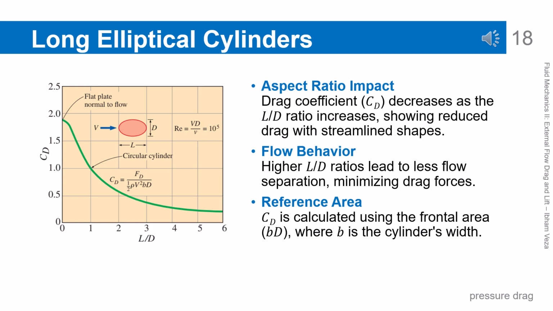Drag coefficient of long elliptical cylinders. The drag coefficient decreases as the L over D ratio increases, meaning the shape becomes more streamlined. With a more elongated shape, flow separation can be delayed. This delay reduces the wake size and therefore reduces drag. In the calculation, the reference area used is the frontal area BD. This graph confirms the importance of elongating shapes to reduce drag.